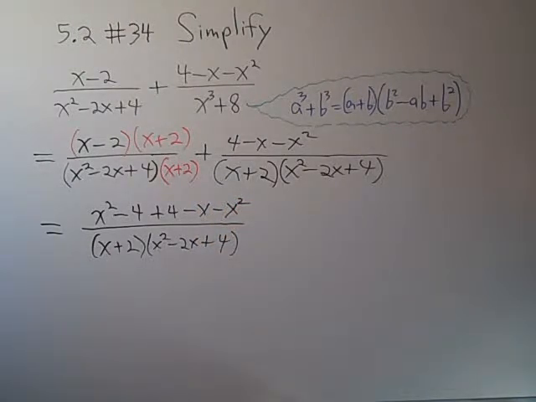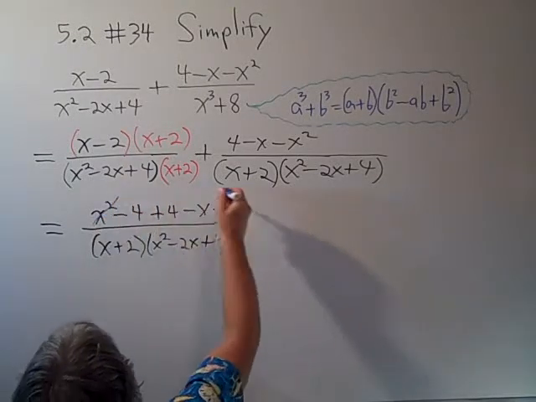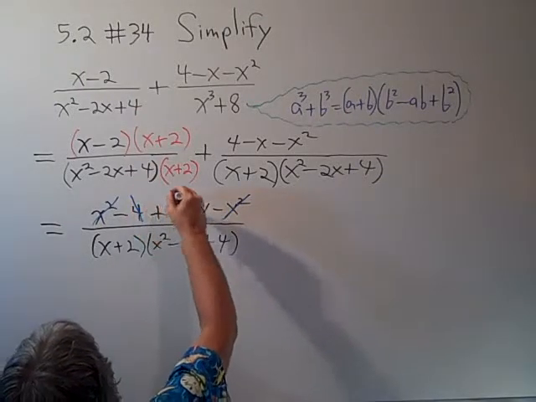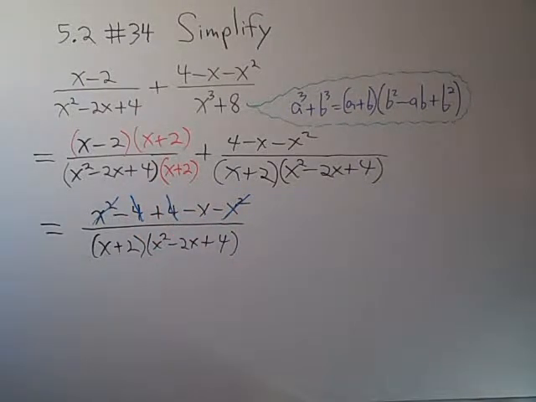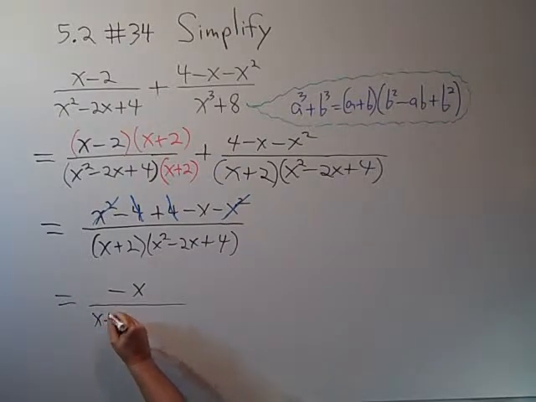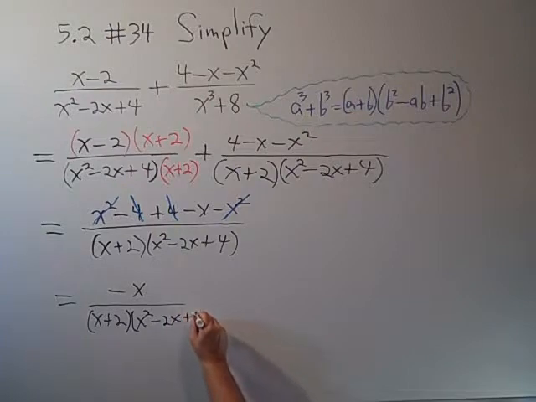So notice we have some things canceling out. We've got an x squared and a negative x squared, so those cancel out. We've got a negative 4 and a plus 4, those cancel out. So finally all we have left is a negative x in the numerator and an x plus 2 times x squared minus 2x plus 4 in the denominator.